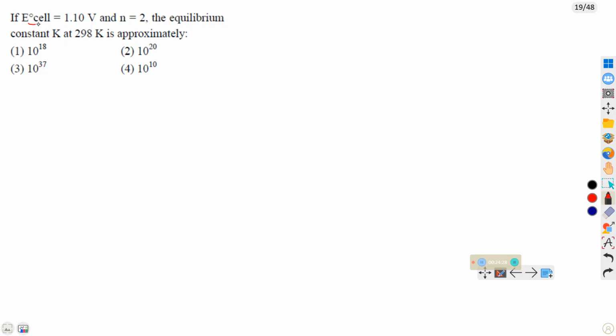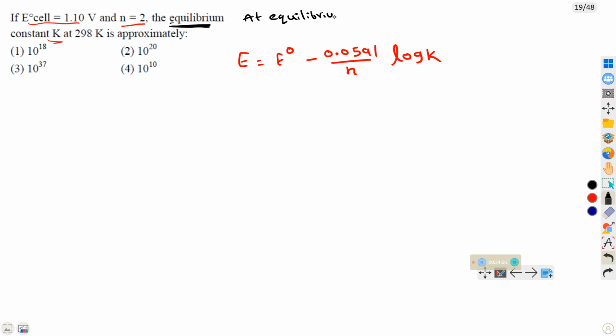E0 cell is equal to 1.1 volts. n is equal to 2. The equilibrium constant K approximately. According to Nernst equation, E is equal to E0 minus 0.0591 by n log K. Calculating equilibrium constant. So reaction is in equilibrium. At equilibrium, the value of E is equal to 0.